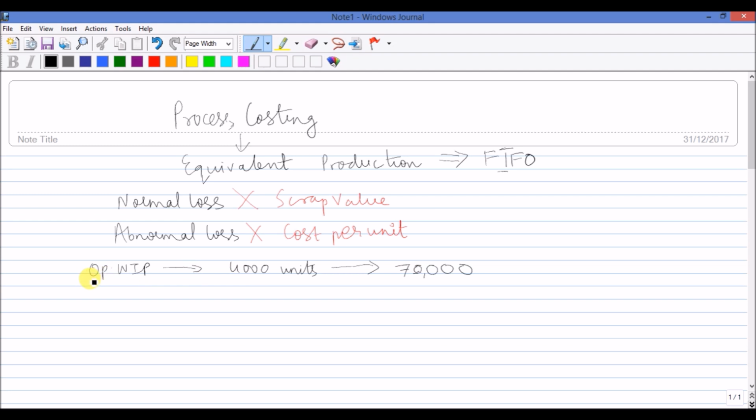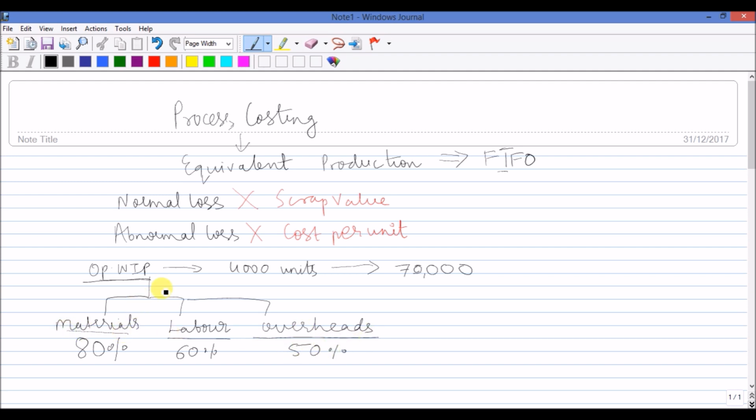Now what do you mean by opening work in progress? Opening work in progress means that this is having few materials, then it is having labor worked upon it, and there are certain overheads which are absorbed. It means that this is a work in progress. It means it is not completed 100%. Maybe the materials here are 80%, the labor has worked for 60%, and the overheads are absorbed for 50%.